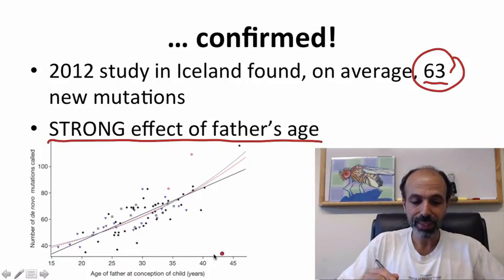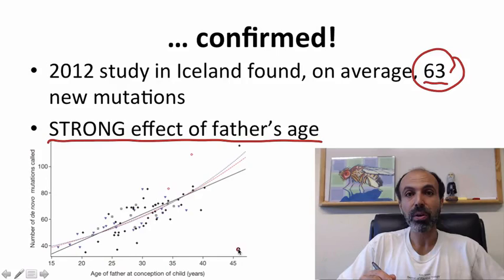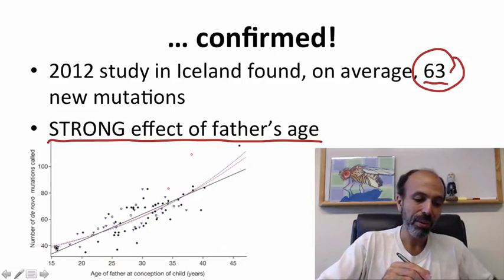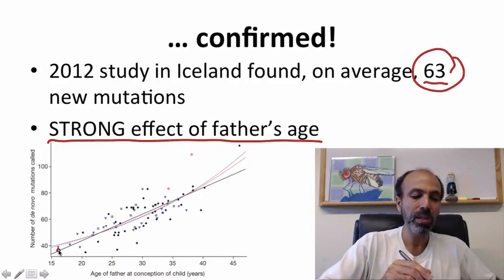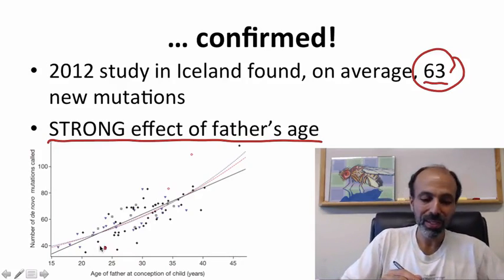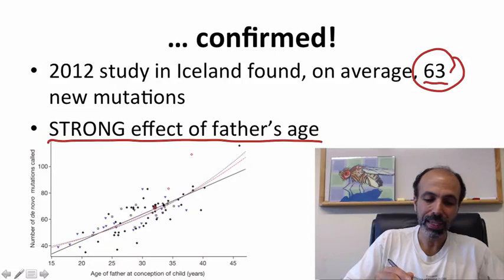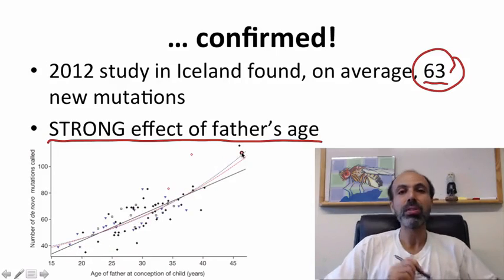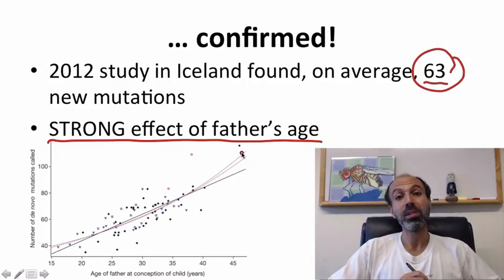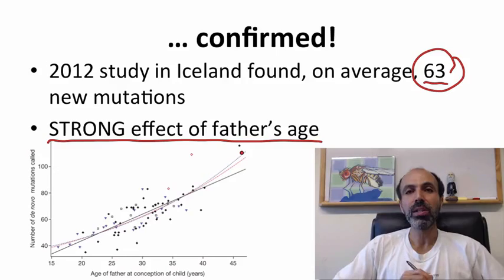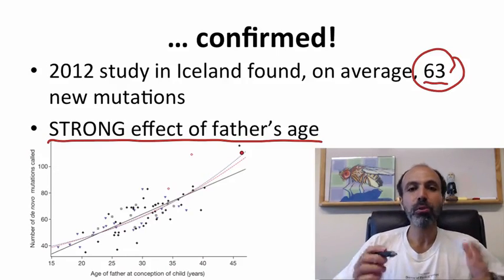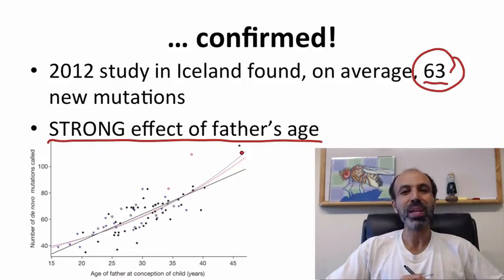So here on the x-axis is the age of the father at the time of conceiving the child. On the y-axis is the number of new mutations found in that child. And what you see is there's a very dramatic increase as the father goes from 20, 25, 30, 35, 40, you see way, way more new mutations in the kids. In fact, for every year of the father's age, you see, on average, about 2 more new mutations.